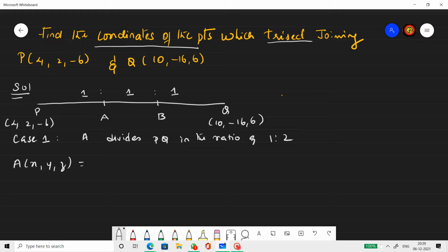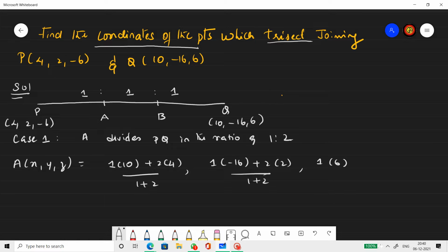So A's coordinates are (1 times 10 plus 2 times 4) by 1 plus 2, (1 times -16 plus 2 times 2) by 1 plus 2, (1 times 6 plus 2 times -6) by 1 plus 2.